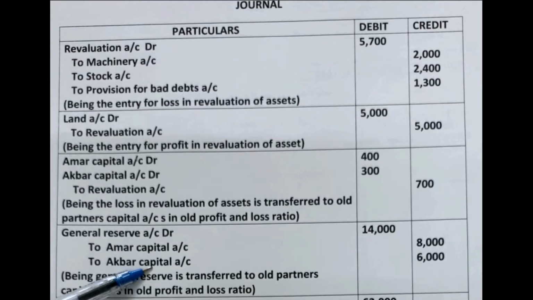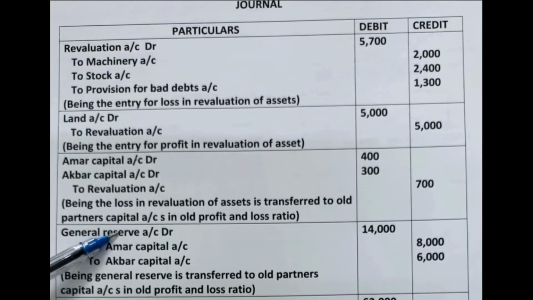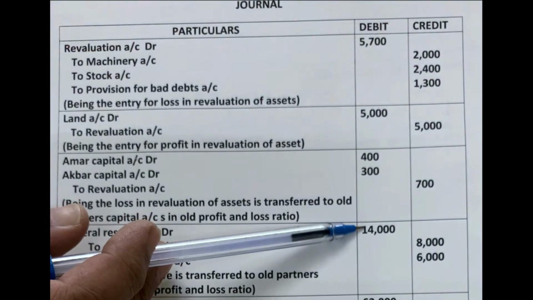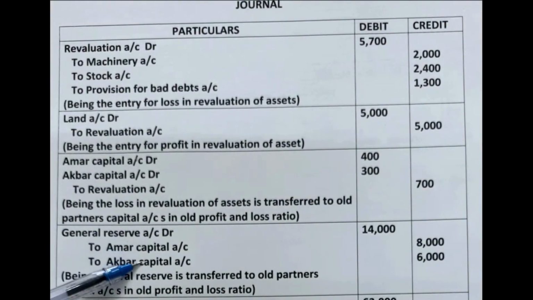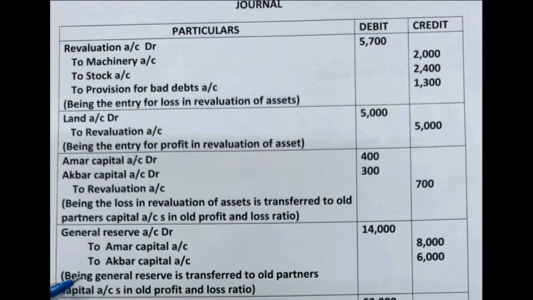In the same manner, if you want to transfer general reserve, in place of the revaluation account you have to debit the general reserve account. The general reserve amount of 14,000 is given under the liability side of the old balance sheet. This 14,000 we have to distribute to these two old partners in the old ratio. Mention that as a narration: being general reserve is transferred to old partners' capital accounts in old profit and loss ratio.